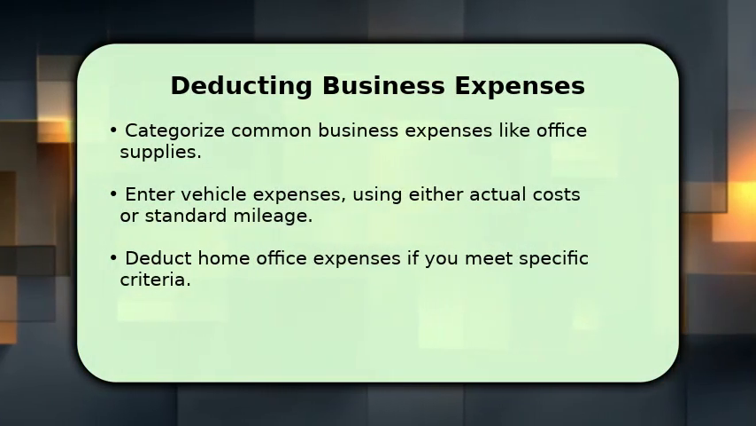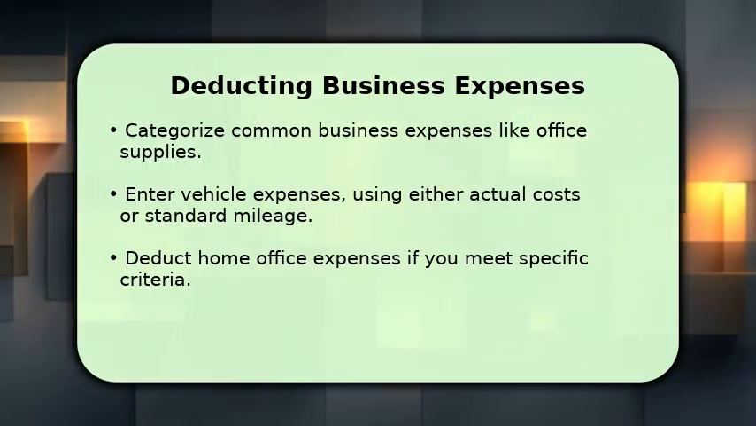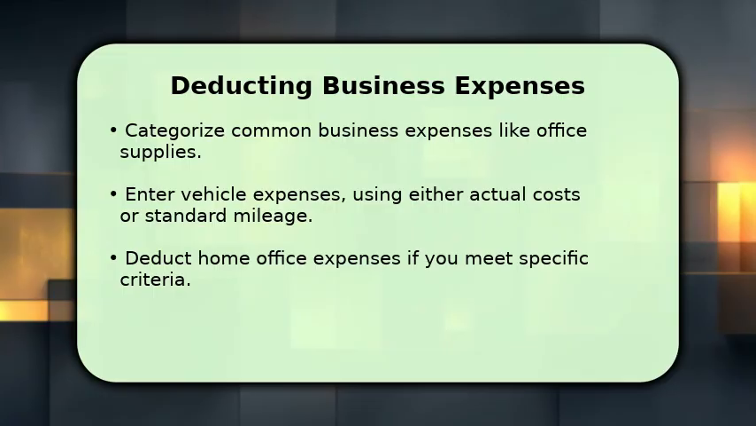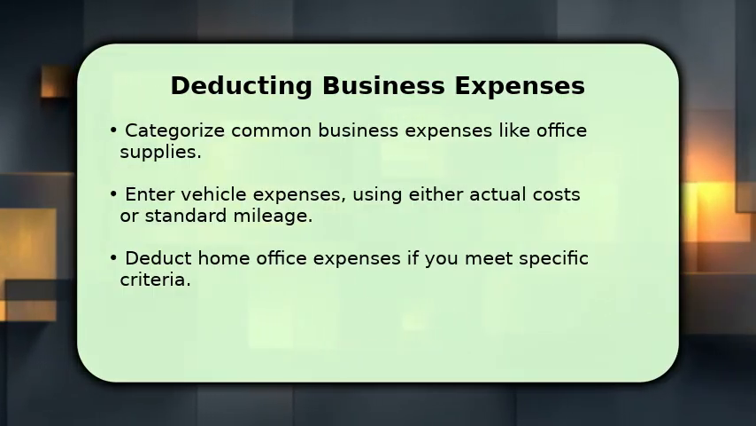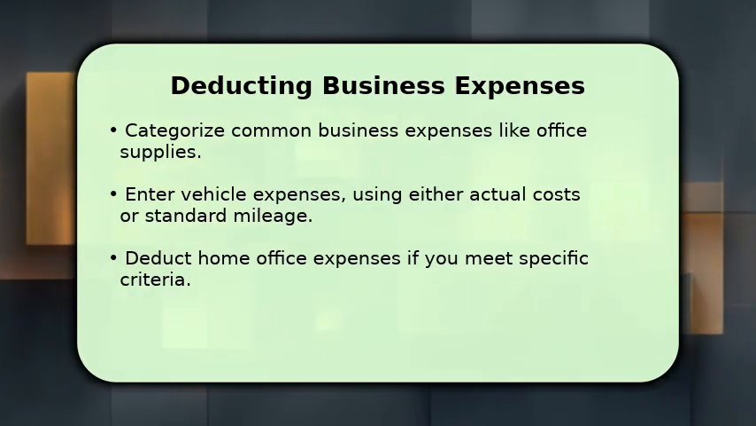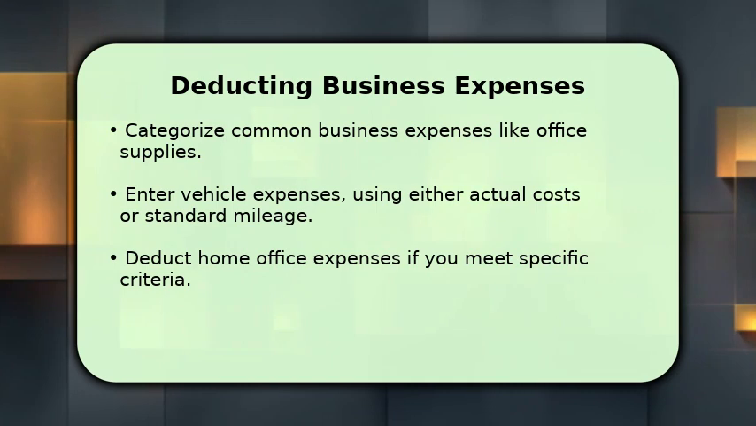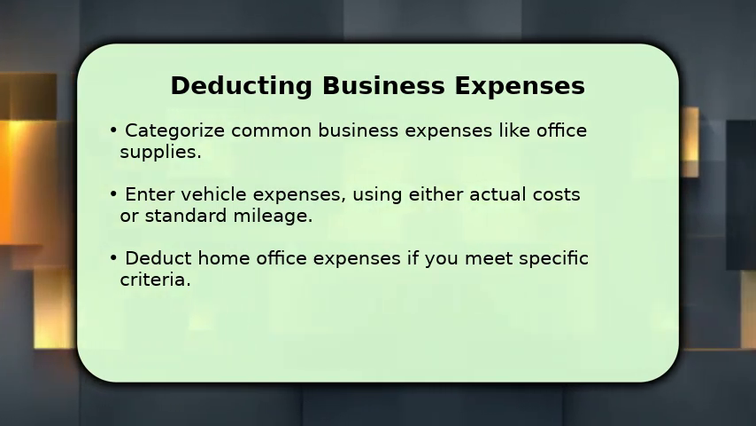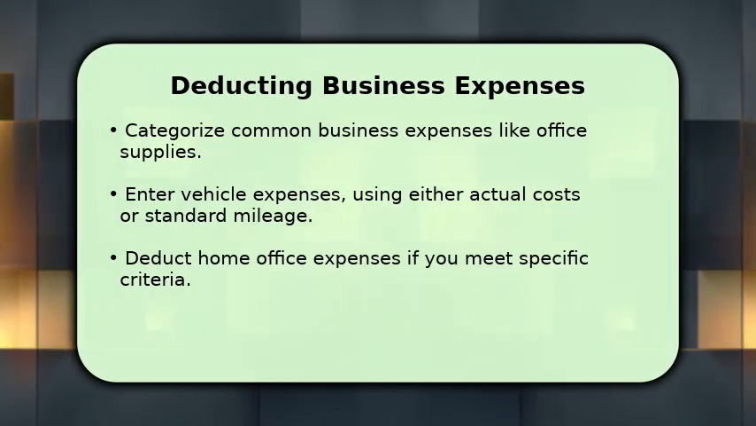Next, it's time to enter your deductible business expenses. TurboTax provides categories for common costs like advertising, supplies, and utilities. For vehicle expenses, you can choose between actual expenses or the standard mileage rate. If you use a home office exclusively for business, you can also deduct those related costs.